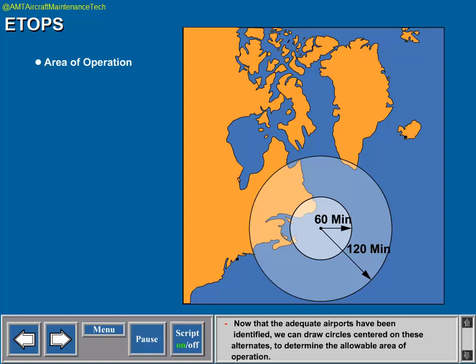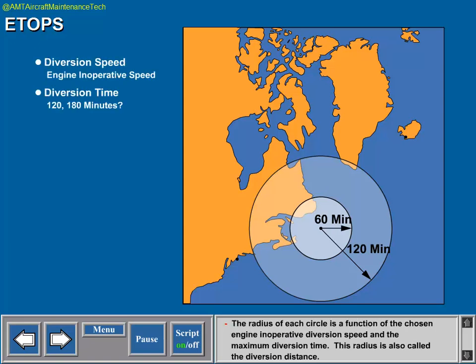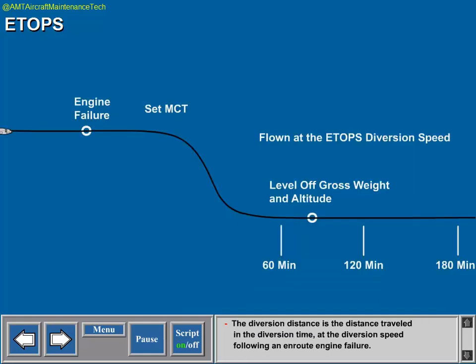Now that the adequate airports have been identified, we can draw circles centered on these alternates to determine the allowable area of operation. The radius of each circle is a function of the chosen engine inoperative diversion speed and the maximum diversion time. This radius is also called the diversion distance. The diversion distance is the distance traveled in the diversion time at the diversion speed following an en route engine failure.